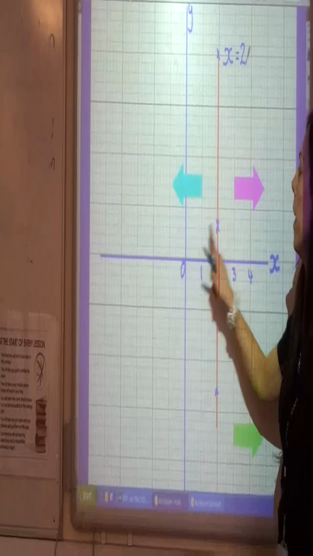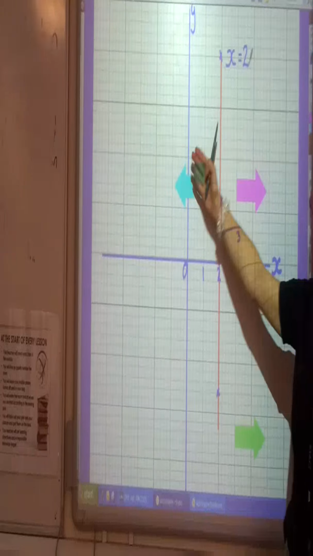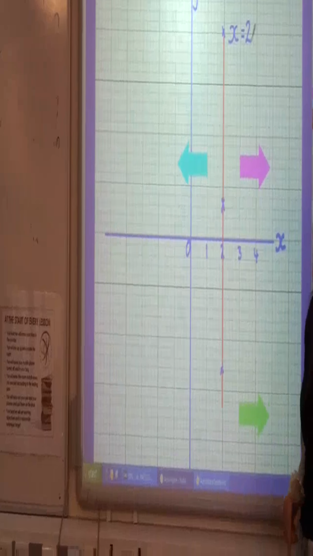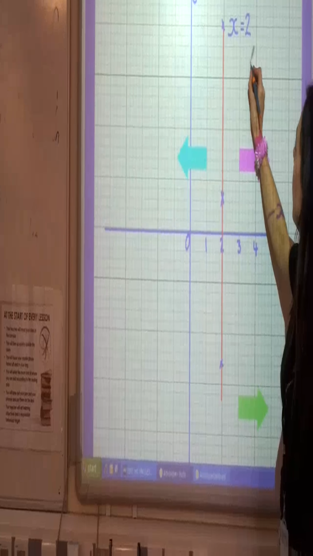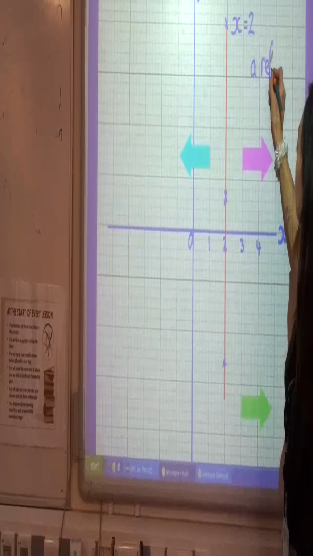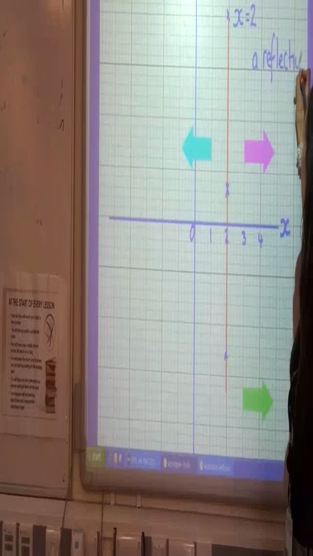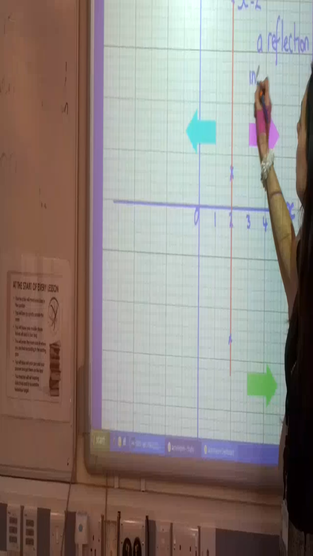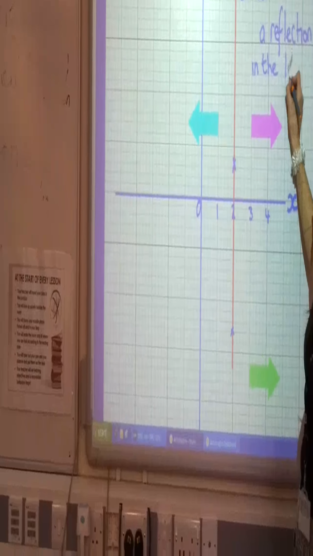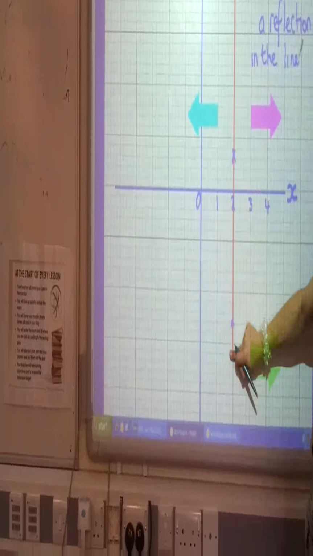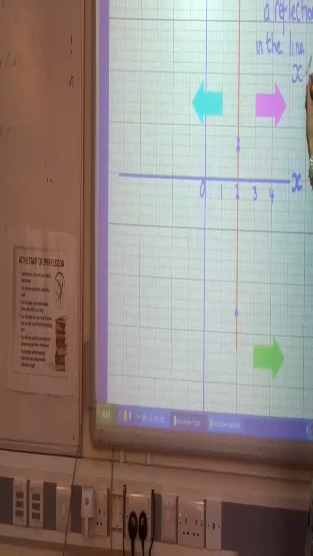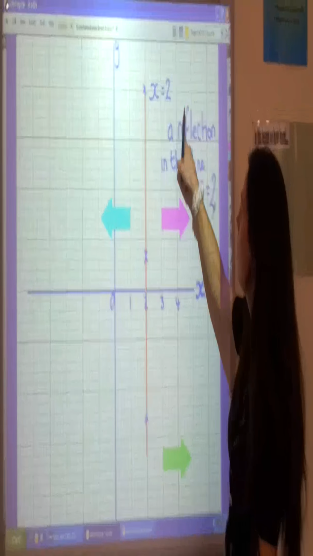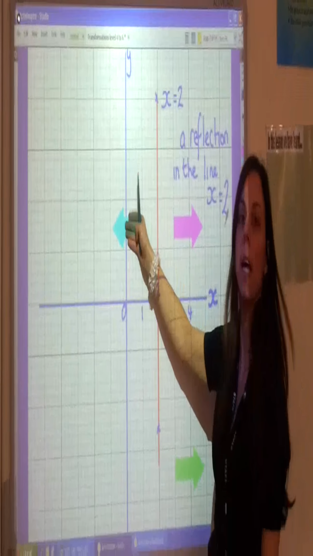To describe fully the transformation that maps the blue arrow onto the pink arrow, I would say it is a reflection, which would score me 1 mark. And then I would say in the line, there's my mirror line, x equals 2. And that describes fully the transformation from this arrow to this arrow, or vice versa.